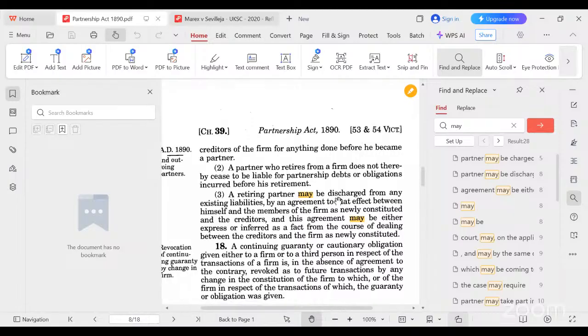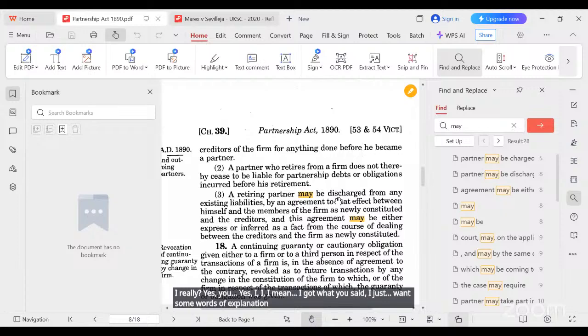The word "may", whenever the word "may" comes in, it's room for discretion. Yes, I mean, I got what you said. I just want some words of explanation for your colleagues. If you can afford it, fine. If not, you just leave your answer that way. But any other person who has a different approach to explaining this subsection 3, anybody?